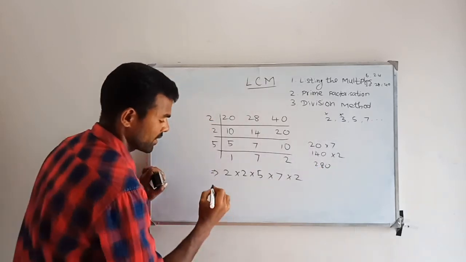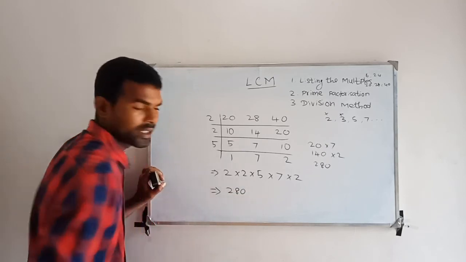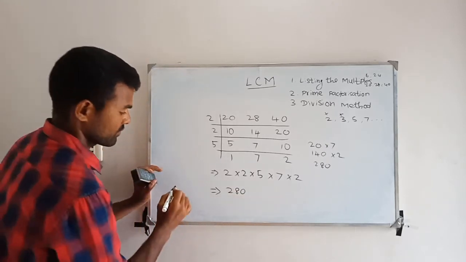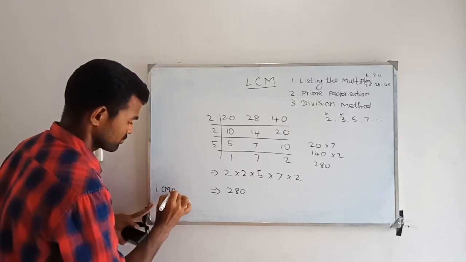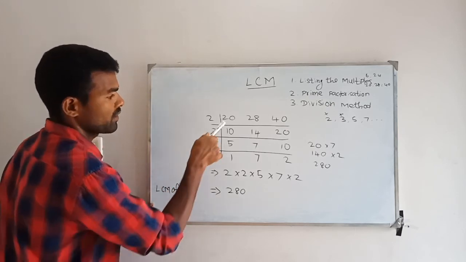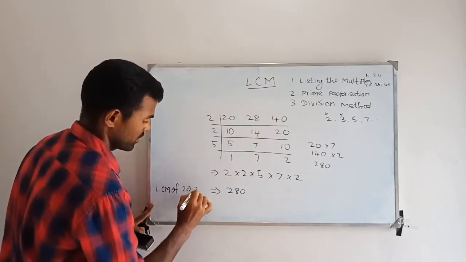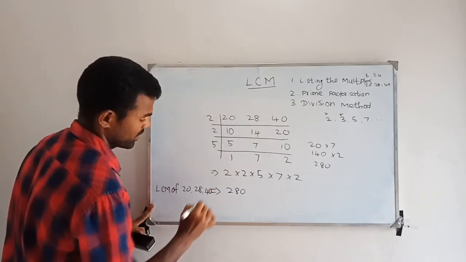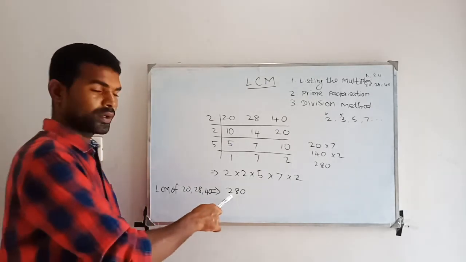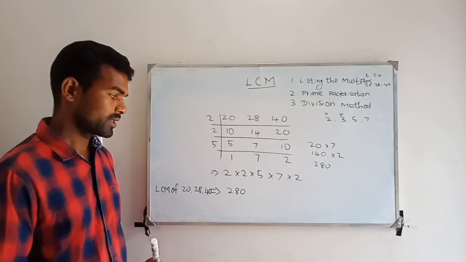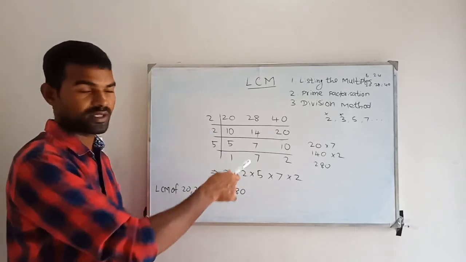You will get the answer: 280 is the LCM. The LCM of 20, 28, 40 is 280. How did we find it in this method? By the division method.